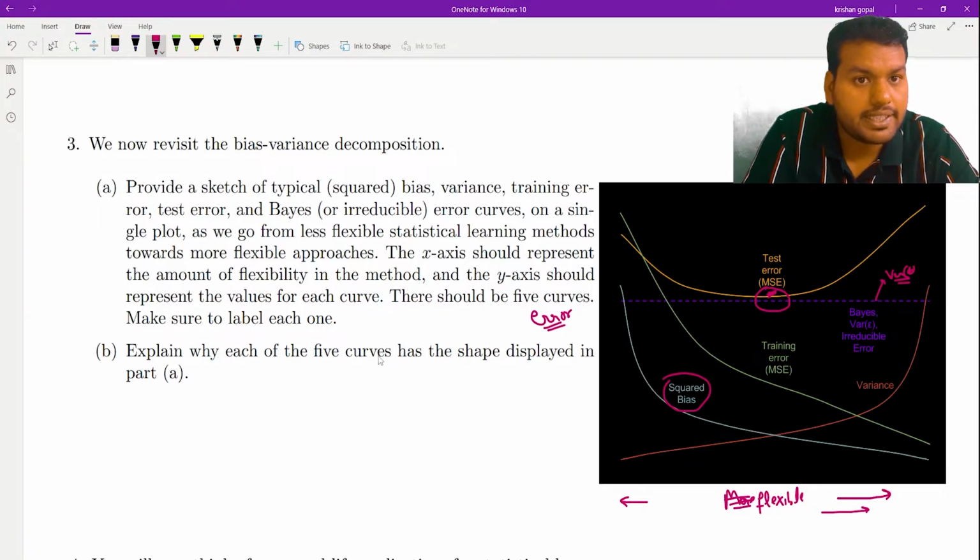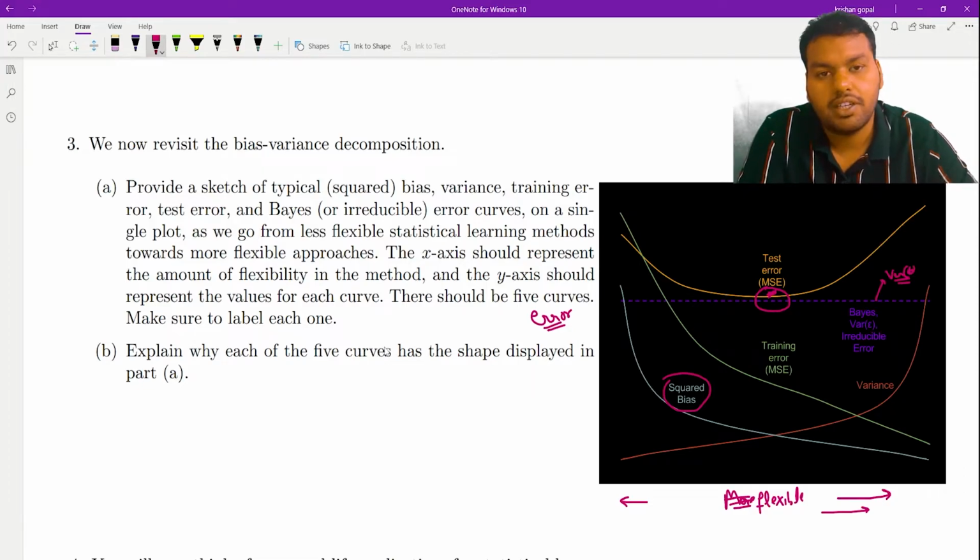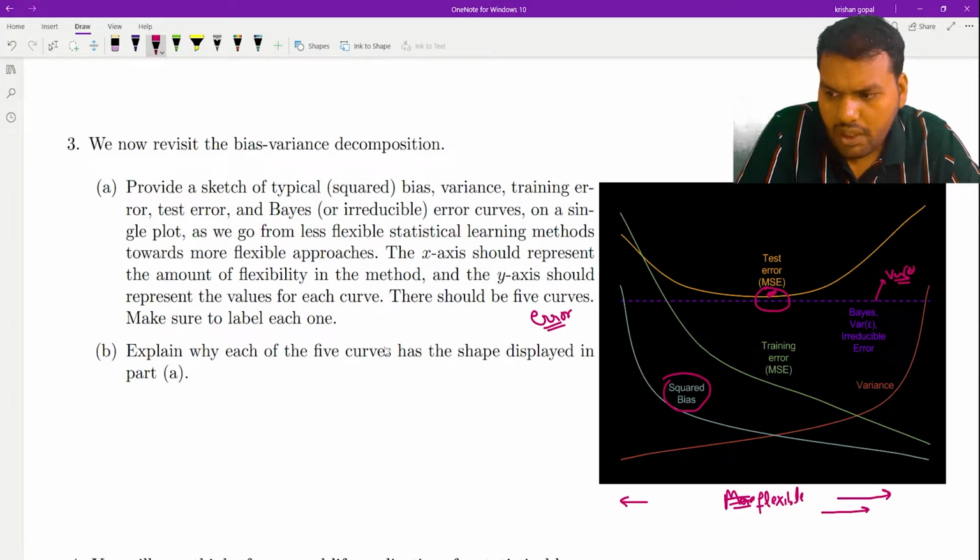We have already explained these terms in more depth in our video. So if you have any doubt, you can just go and watch the videos.